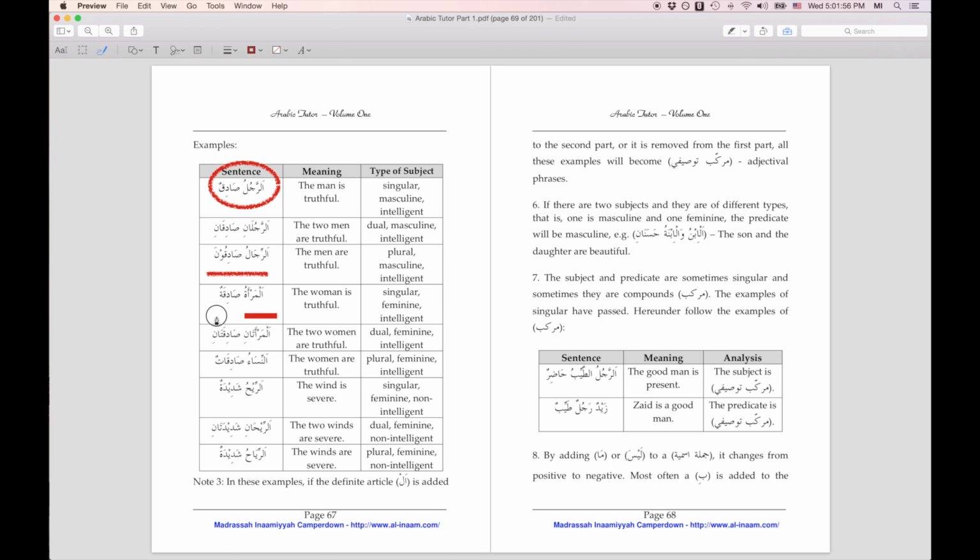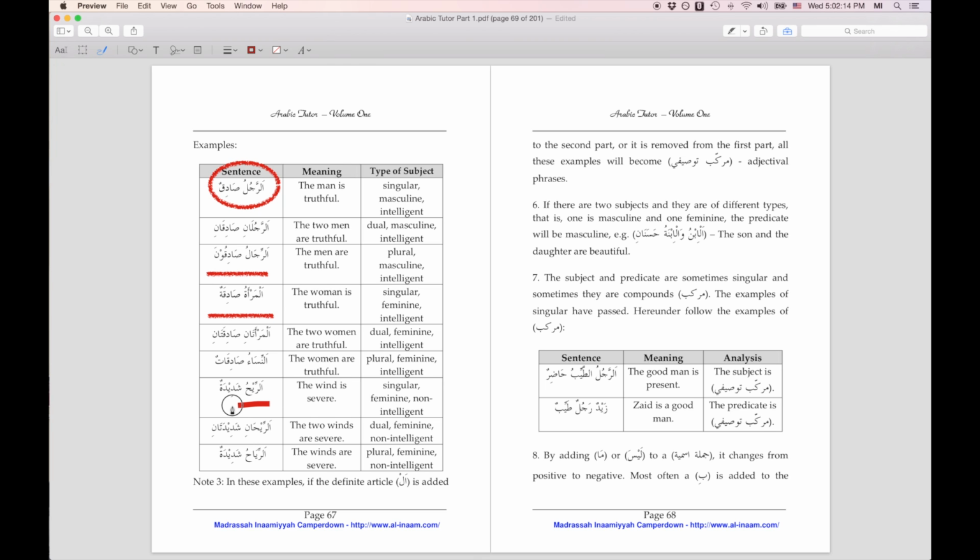Al-mar'atu sadiqatun, the woman is truthful. Al-mar'atani sadiqatani, the two women are truthful. An-nisa'u sadiqatun, the women are truthful, feminine, intelligent. Okay, these are intelligent beings, not ghayri aqil, they're aqil.